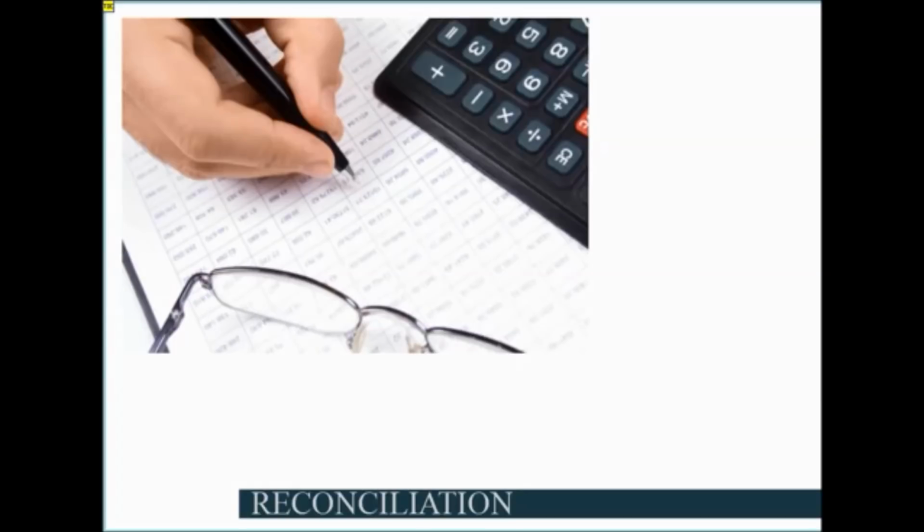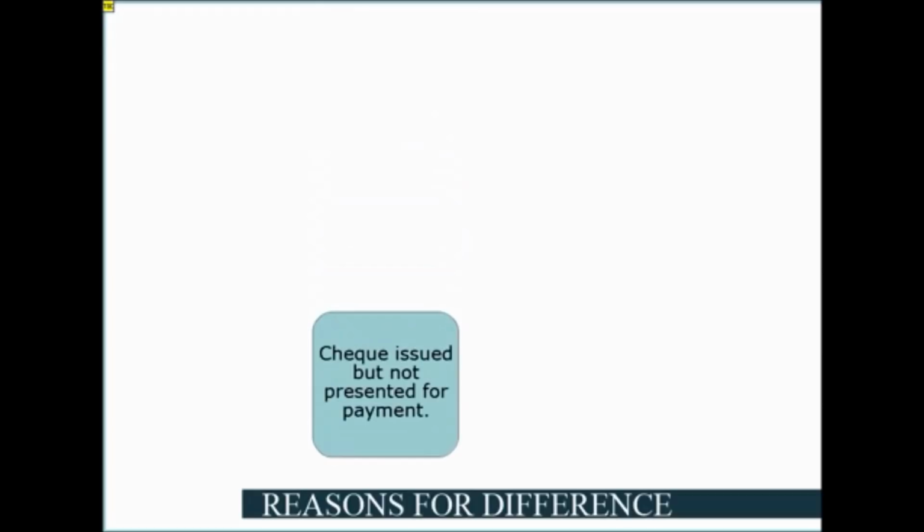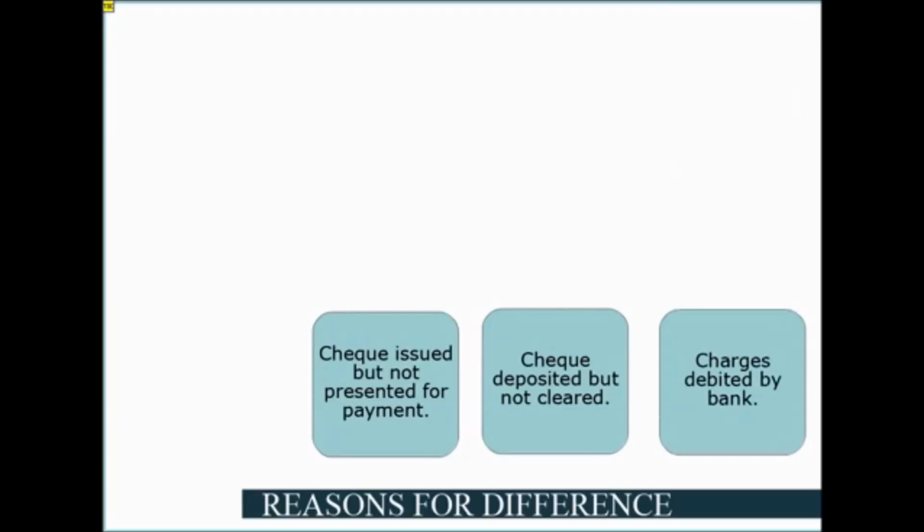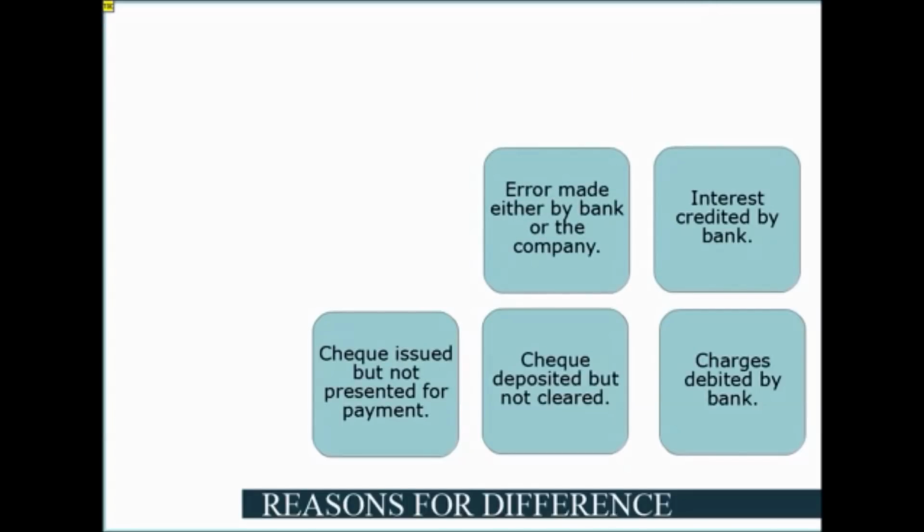It is necessary that the company bank balance and book balance should match, but there might be a difference between these two. The reasons for the difference may be a check issued but not presented for payment, a check deposited but not cleared, charges debited by the bank, interest credited by the bank, or an error made either by the bank or the company.